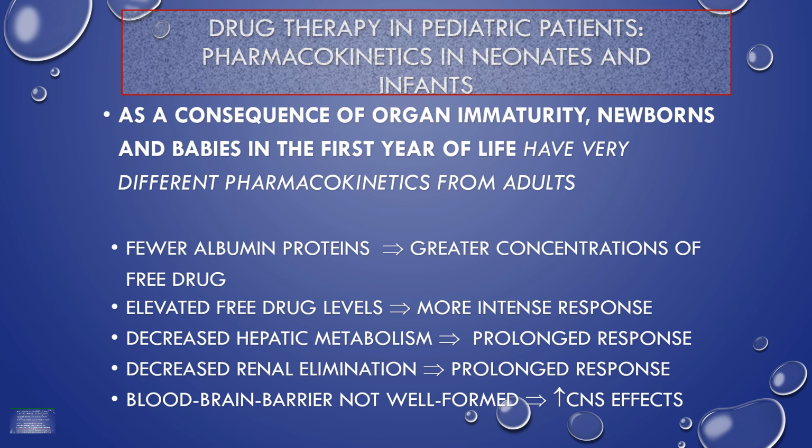And so, from the foregoing, we come to the following conclusions. As a consequence of organ immaturity, newborns and babies in the first year of life have very different pharmacokinetics from adults. Fewer albumin proteins, so greater concentrations of free drug. Elevated free drug levels, so more intense response. Decreased hepatic metabolism, so prolonged response. Decreased renal elimination, so prolonged response. And blood-brain barrier not well formed, resulting in increased CNS effects.